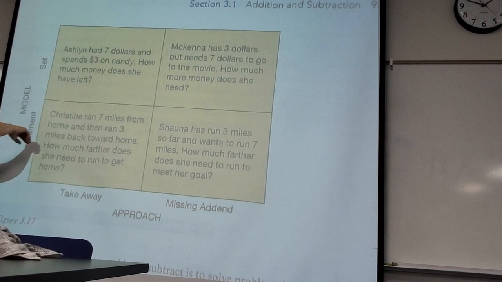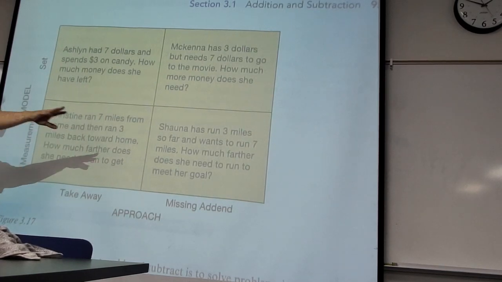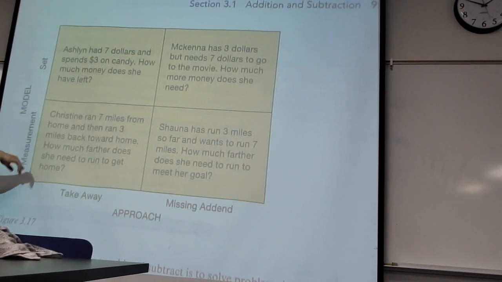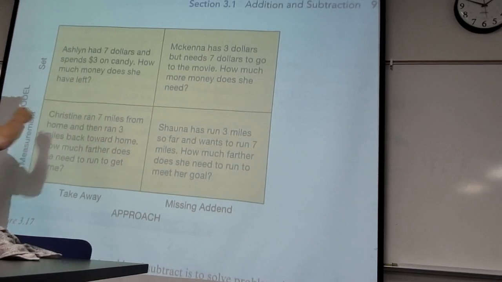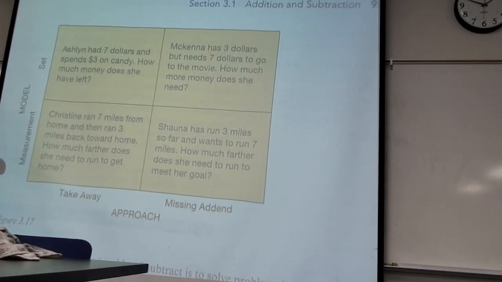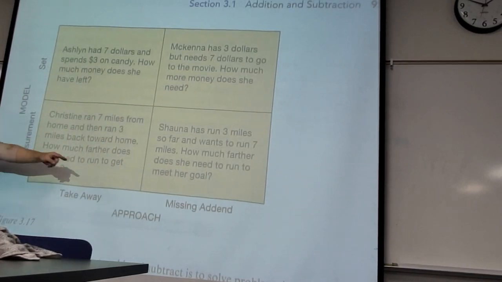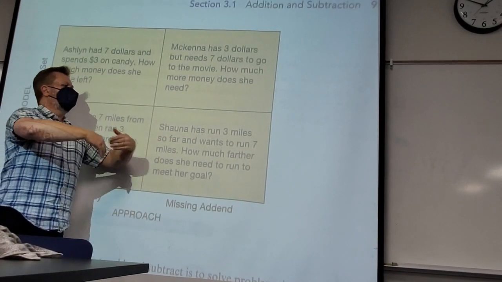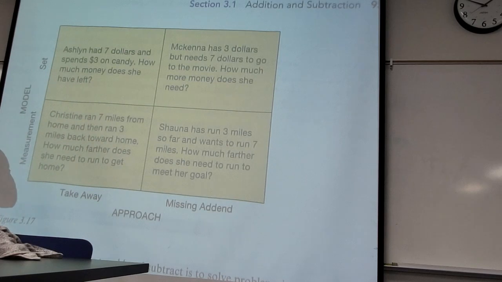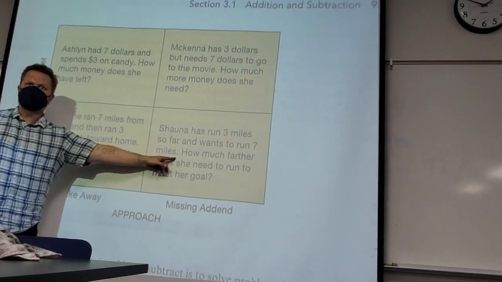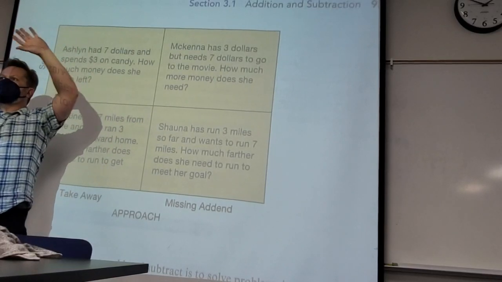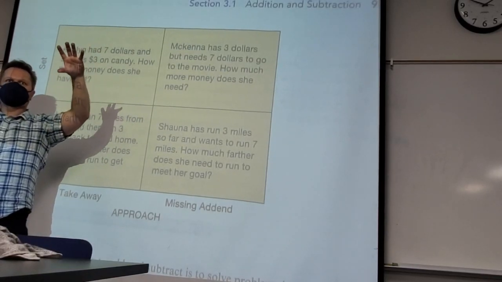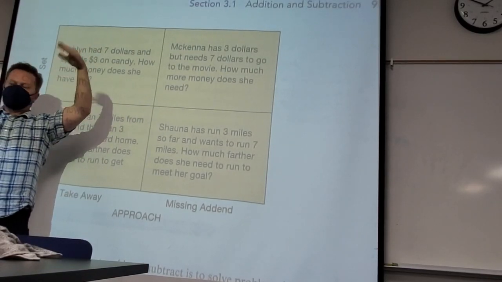So Christine ran 7 miles from home and then ran 3 miles back. How much farther does she need? So she took away 3 of the distance that she got away from the house. And the missing add-in, Shauna has run 3, wants to run 7, so how much is missing? But aren't both of these the same answer? Yes. But they physically represent different ideas between the two, yes? But the work is the same, okay.